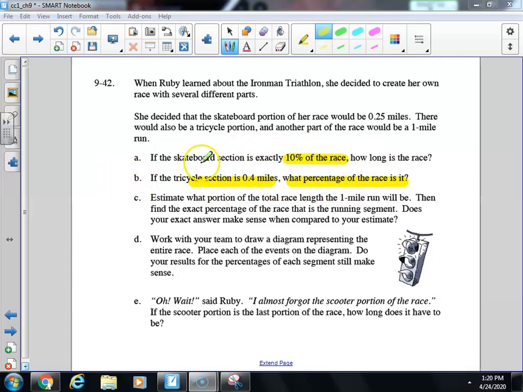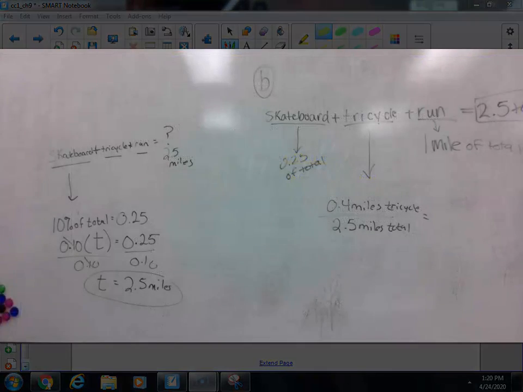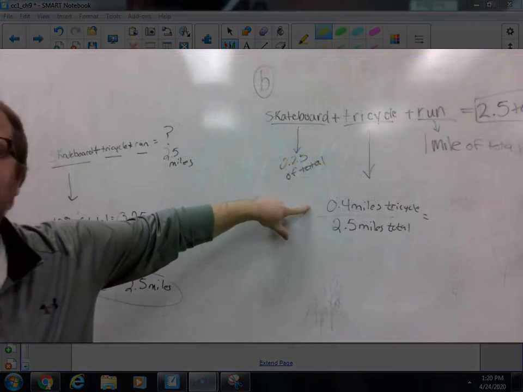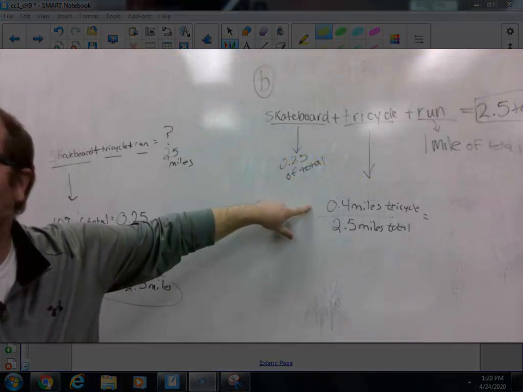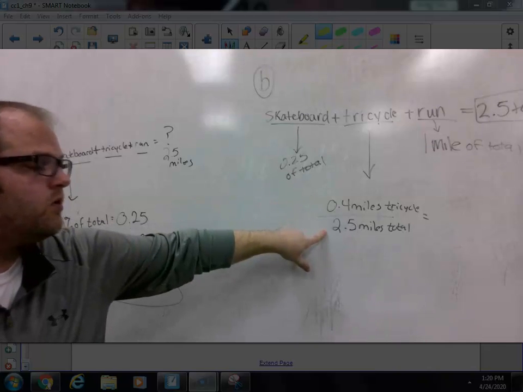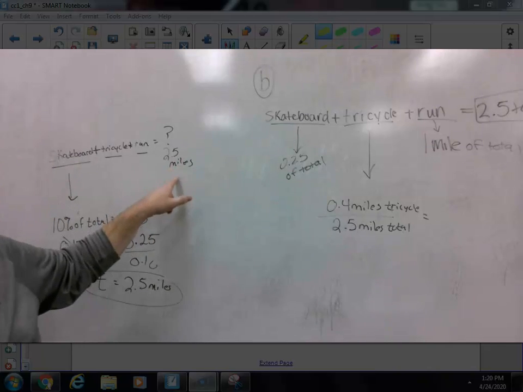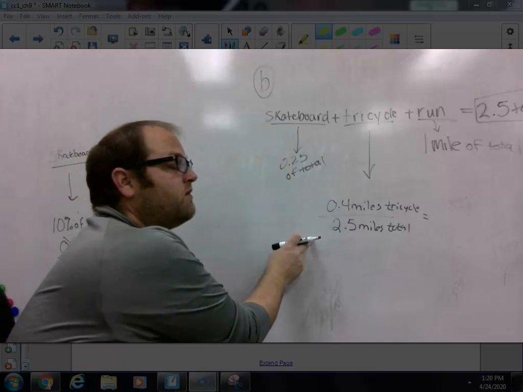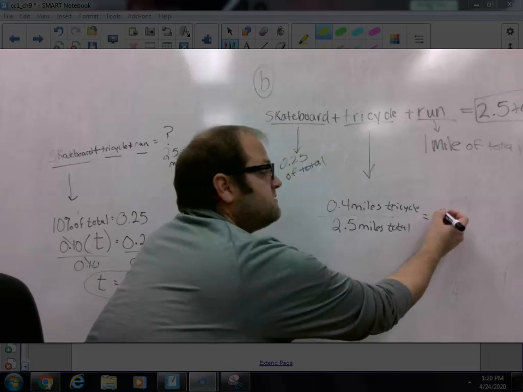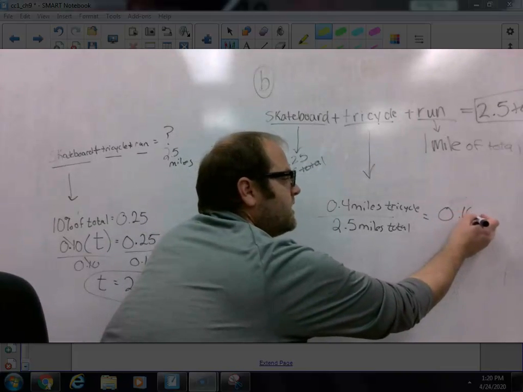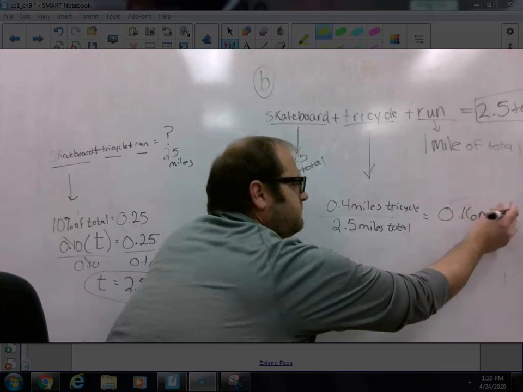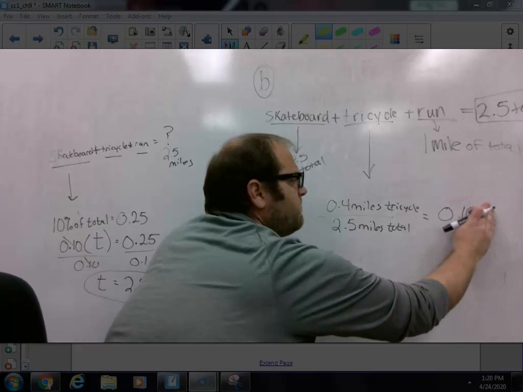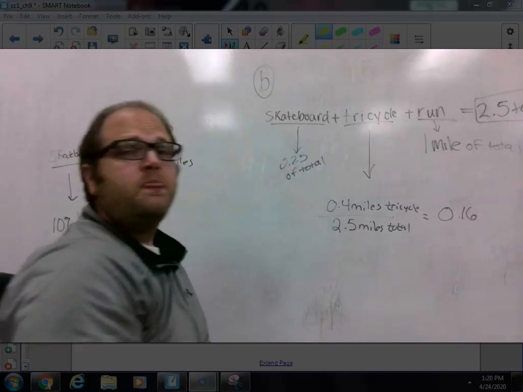Percent means what you got out of the total. So if we know that the tricycle is 4/10 of a mile, and that is out of the whole race, which is 2.5 miles, and we just figured that out in the previous question, letter A. So what is 4/10 out of 2.5 total miles? It would give us 0 and 16/100ths. So 0.16 is your decimal.